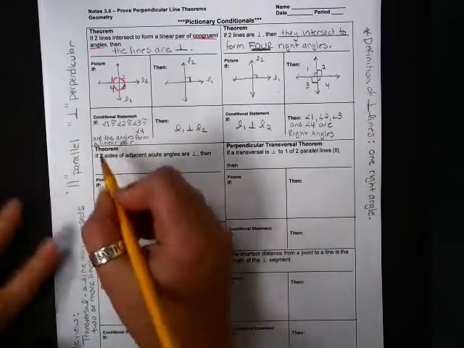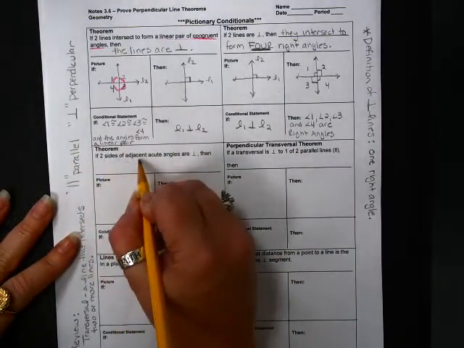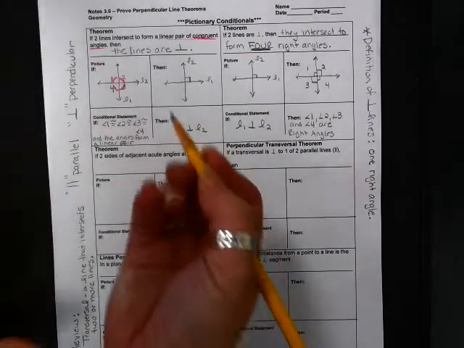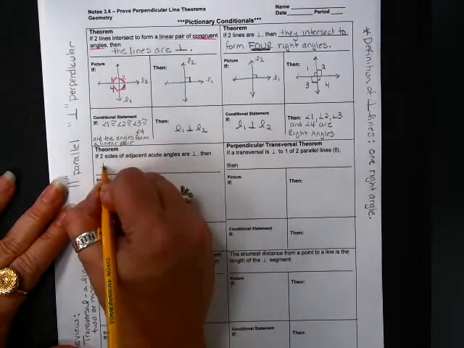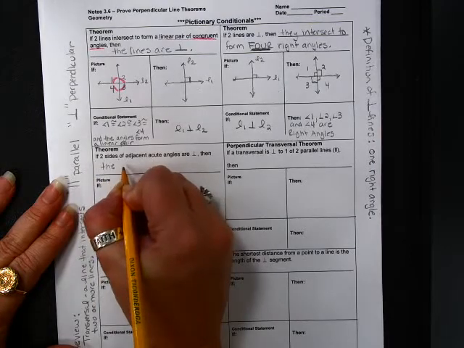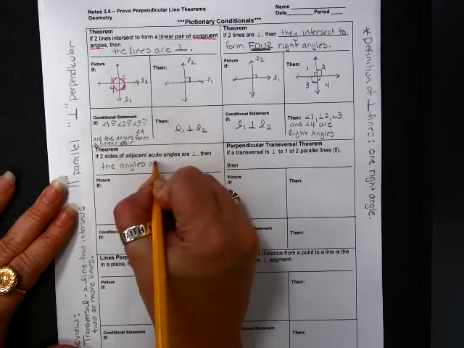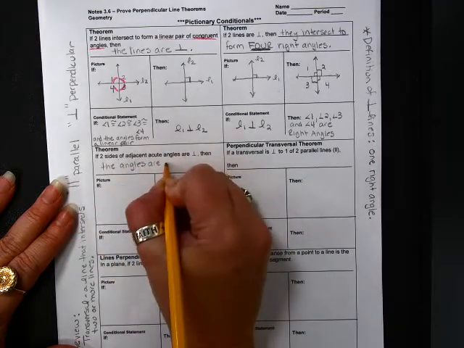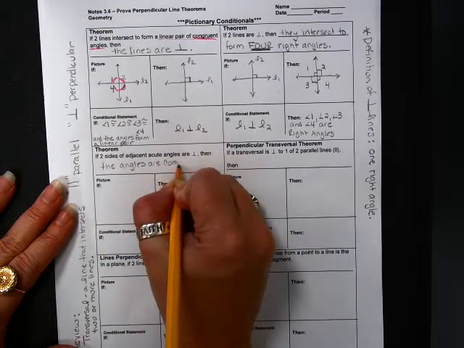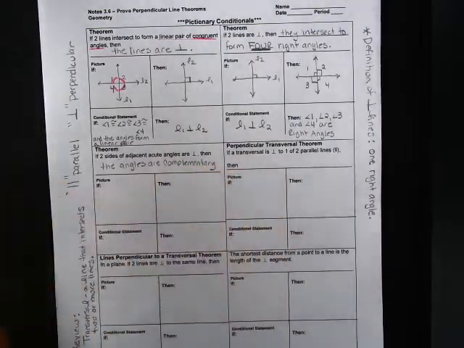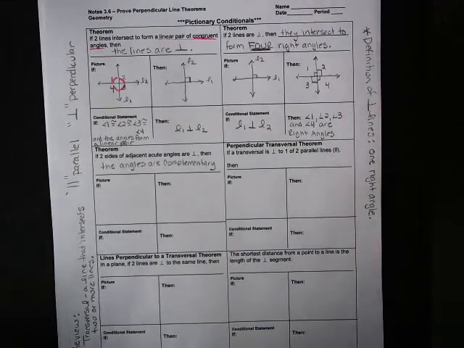Theorem. If two sides of adjacent acute angles are perpendicular, then what? Then the angles are complementary. Okay, I'm going to choose to use color on this.